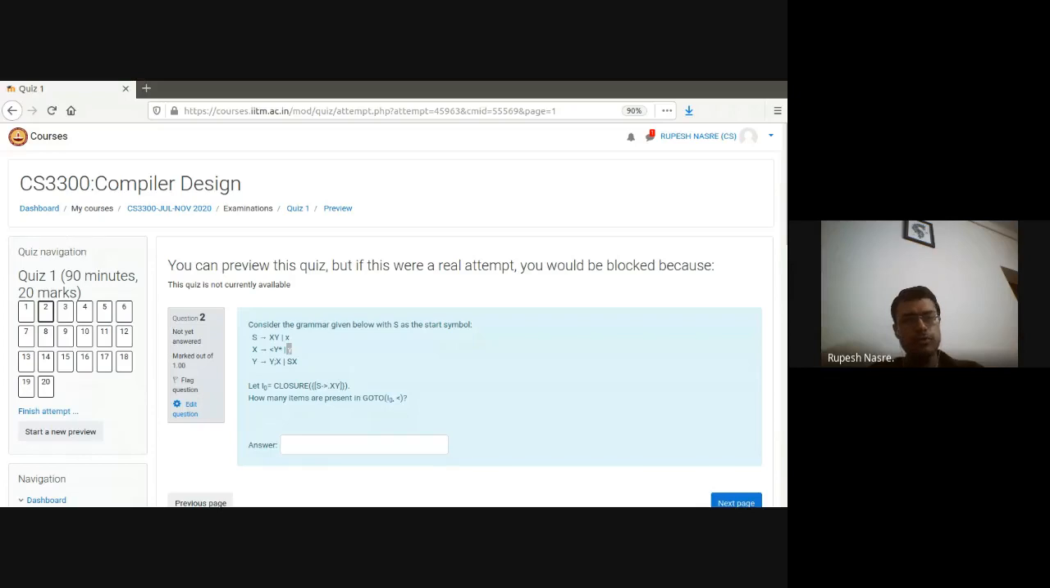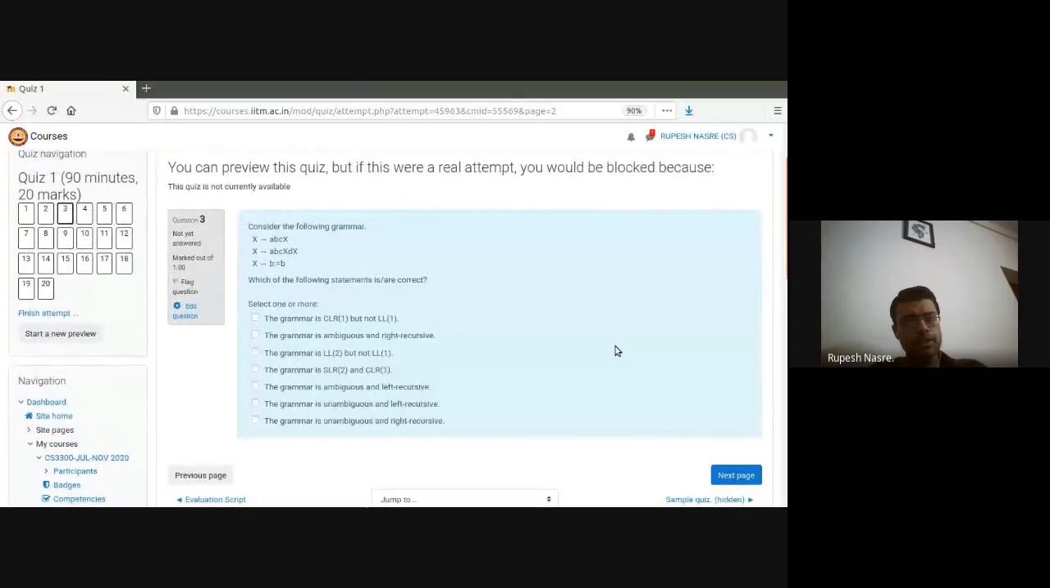Okay, so let's move on to the third one. So this was another grammar which is quite similar to our if-else grammar. I think that you must have found it very easily. So ABC followed by X, and ABC followed by X as well as DX, right? That is very similar to our if-else grammar, and therefore the grammar is ambiguous and right recursive. So you could easily discard a lot of options. The grammar is ambiguous and left recursive: these two could be removed easily.